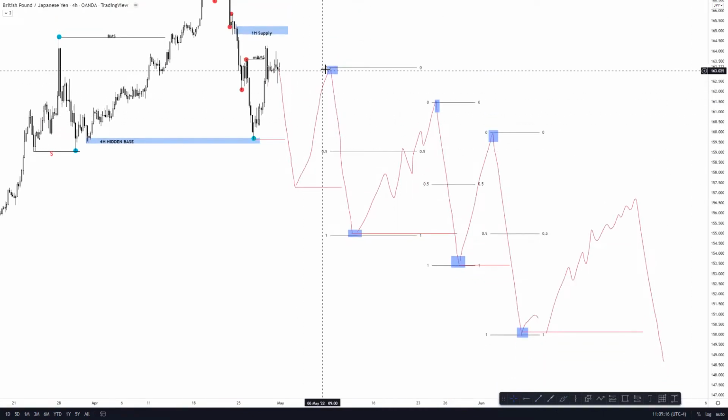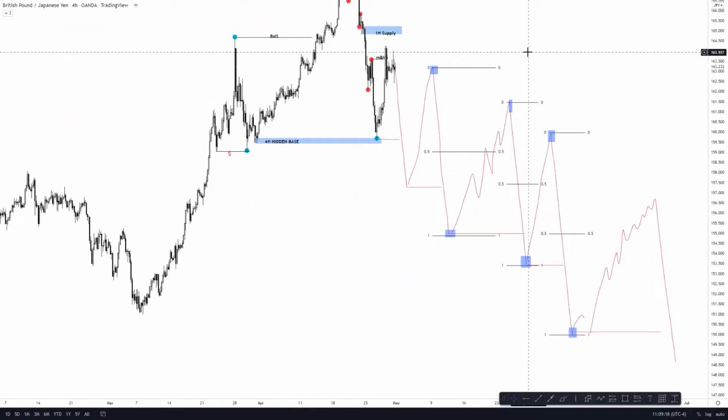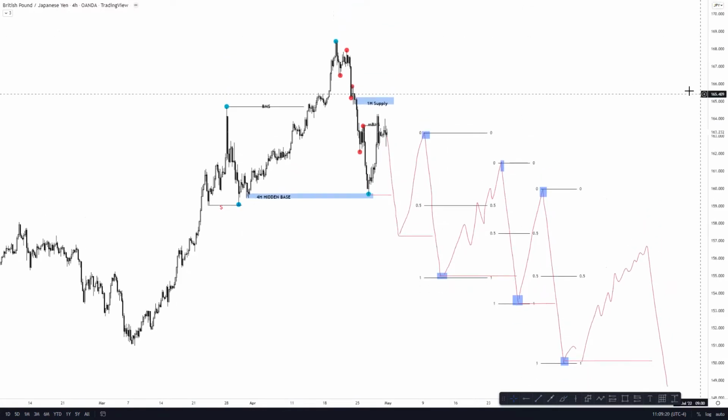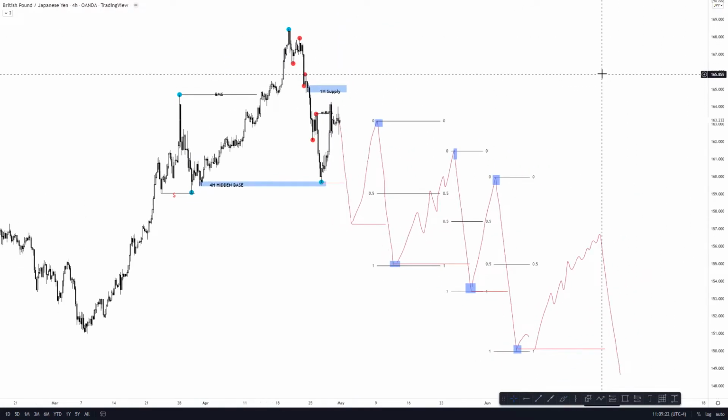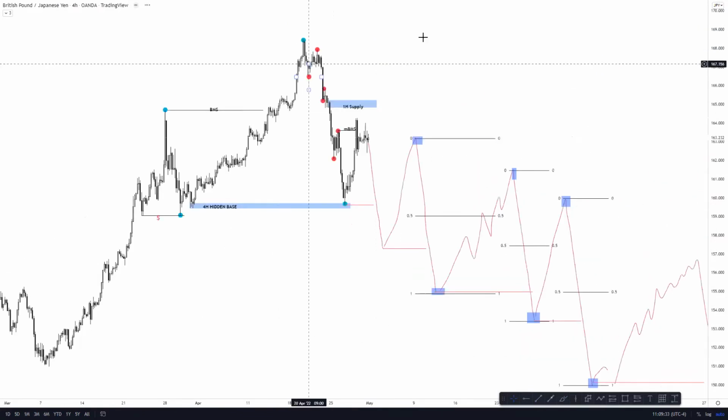So we can find a mitigation level above or below 50%: in case of a bullish scenario below 50%, in case of a bearish scenario above 50%. Yeah, a supply or demand zone. That's it. Correct.